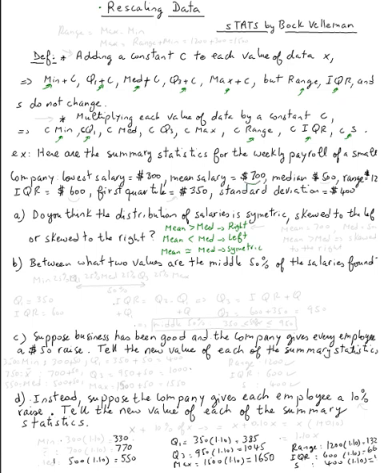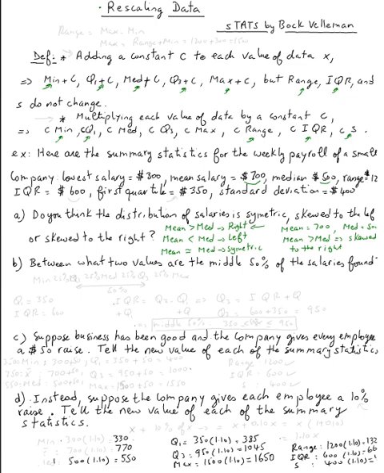The mean is $700. The median is $500. So the mean is bigger than the median, therefore skewed to the right. In other words, this is the first case.